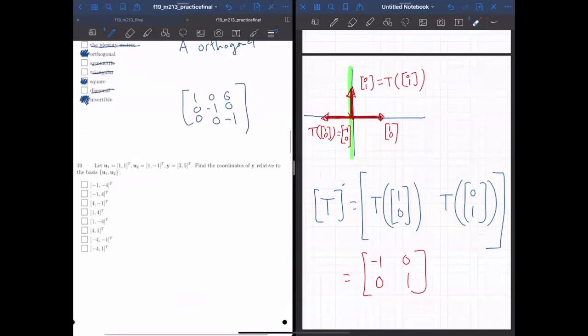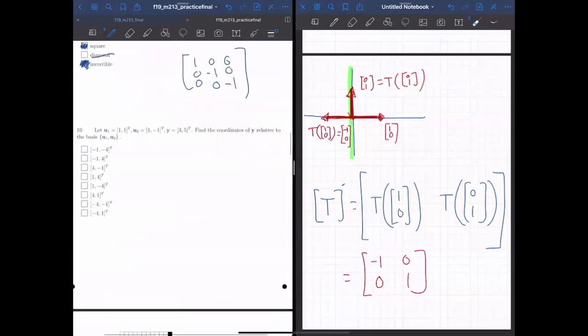Okay. Let's try and power through just a couple more here quickly. So problem 10, let u1, u2 be these vectors and let y be this vector. Let's find the coordinates of y relative to the basis u1 and u2, okay? So remember, when we ask you to find coordinates, we're asking you to find the scalars c1 and c2 so that you can express the vector y as a linear combination of u1 and u2, okay? So in other words, we're asking for these coefficients here. These are the coordinates of the vector y with respect to the basis u.